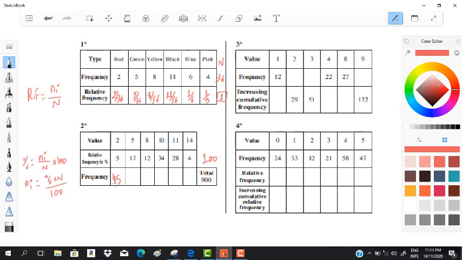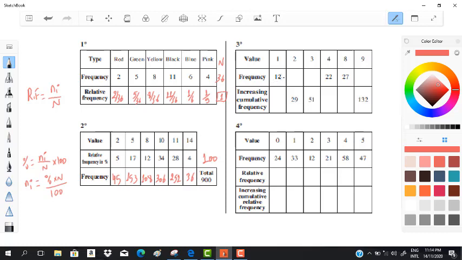Okay. 17 times 900 divided by 100 is gonna be 153. 12 times 900 divided by 100 is 108. 34 times 900 divided by 100 is 306. And 28 times 900 divided by 100 is 252. Finally, 4 times 900 divided by 100 is 36. Okay, let's hope I didn't make any calculation mistake.